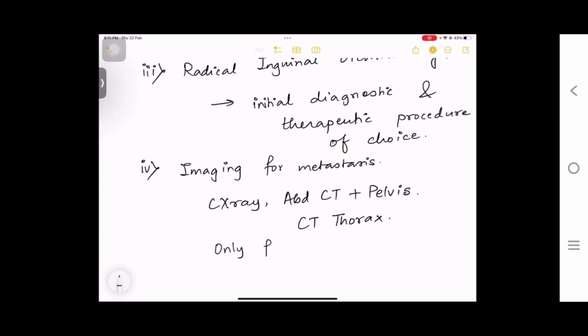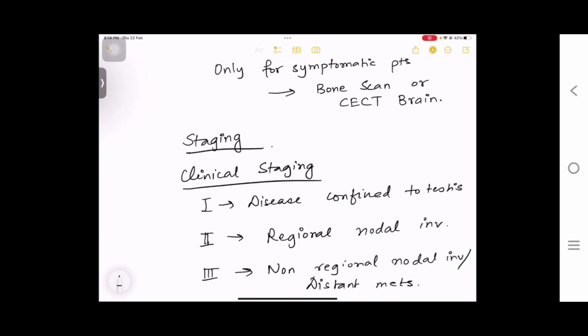Third, you will do radical inguinal orchidectomy, which is used for initial diagnosis, and it is a therapeutic procedure of choice as well. Fourth, obviously you have to look for metastasis. For that you can do chest x-ray for metastasis in thorax, lungs, abdominal CT and pelvis CT as well. You do CT thorax, and only for symptomatic patients you can go for bone scan or CT brain.